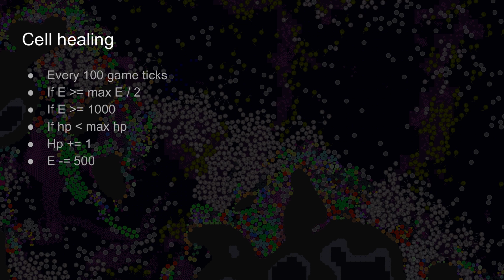Cells can heal themselves under the right conditions. Every 100 game ticks, if the cell has more than half of its energy, and it is more than 1000, if the cell is missing hit points, it will regain one, costing 500 energy.